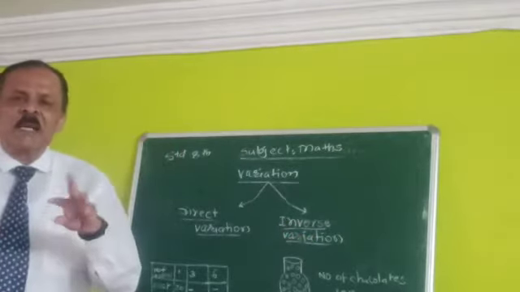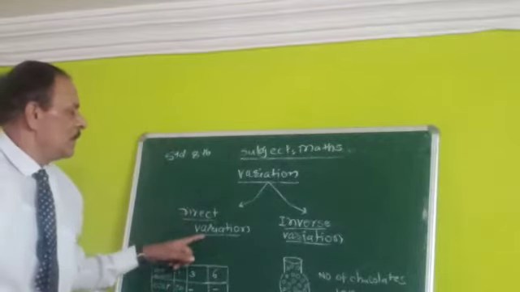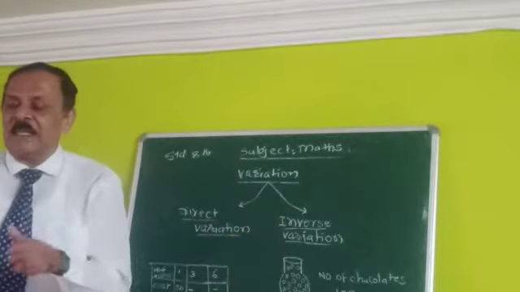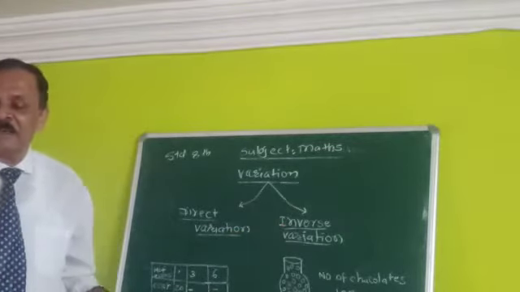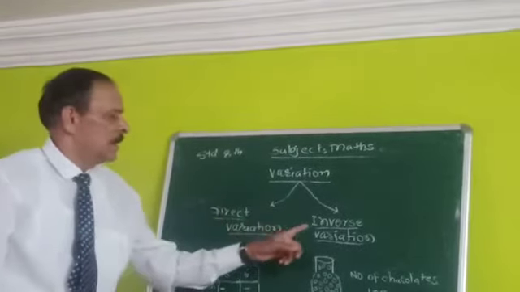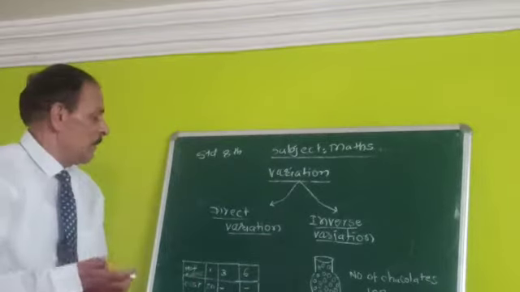Vipul, how many types of variations are there? Sir, there are two types of variation. First is direct variation and second is inverse variation. Prasad, how many types of variations are there? There are two types of variation, direct variation and inverse variation. Very good.